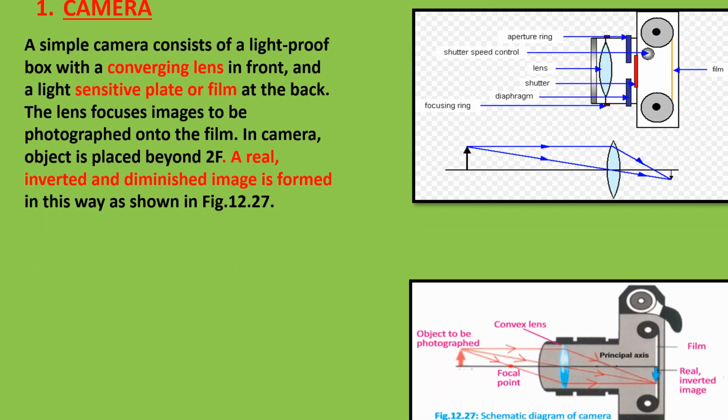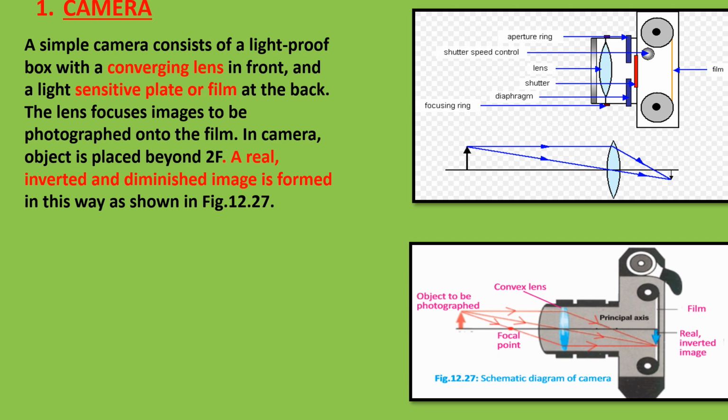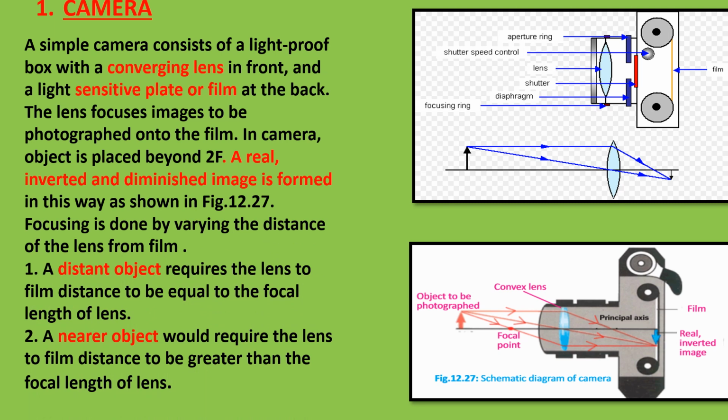A simple camera consists of a light-proof box with a converging lens in front and a light-sensitive plate or film at the back. This lens focuses image to be photographed onto the film. In camera, the object is placed beyond 2f. A real, inverted and diminished image is formed in this way, as shown in figure number 12.27.